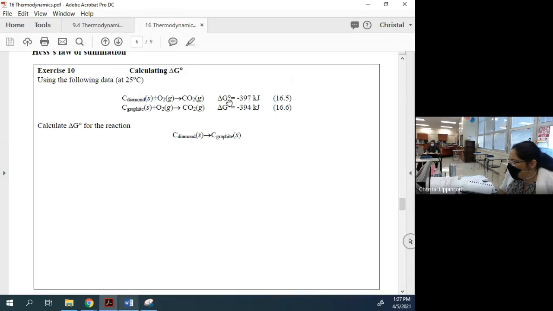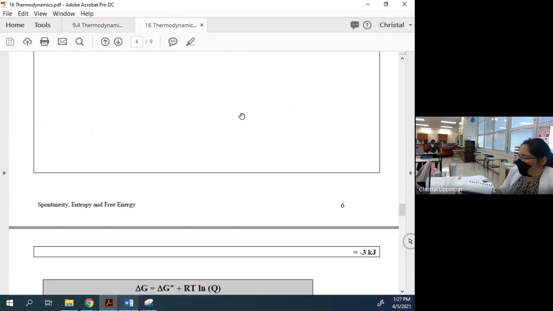This one you're going to end up with diamond minus graphite. They already gave us the delta G's. Diamond is your reactant, and graphite is your product. So you're going to have negative 394 minus a negative 397, and that ends up being 3 kilojoules for your answer. Does that make sense? Products minus reactants.